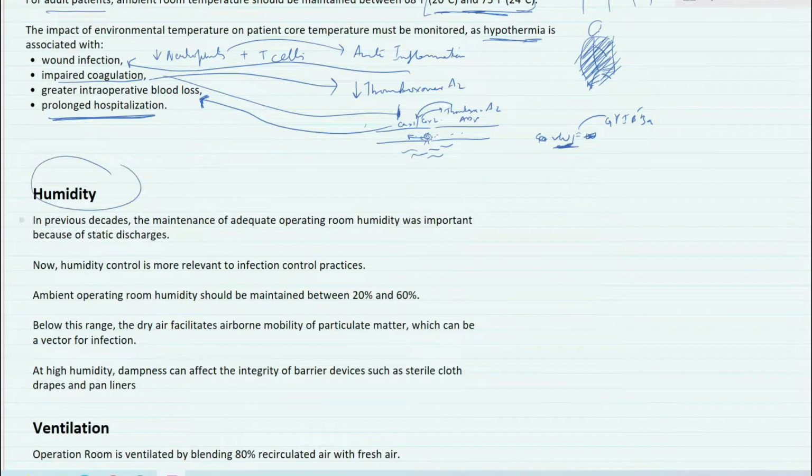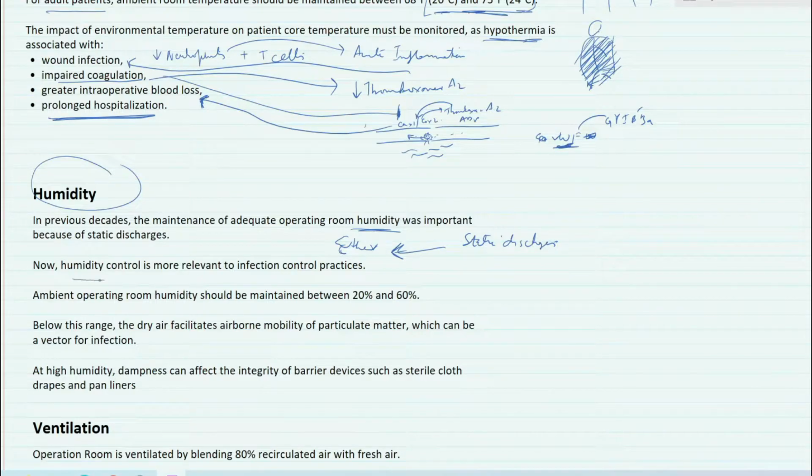So in previous days we had ether, which was used as an anesthetic, and it was highly inflammable. So this was the reason why humidity had to be maintained, because in lower humidity states, this would result in static electrical discharge, and that would ignite ether or chlorhexidine.